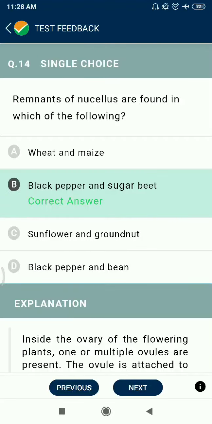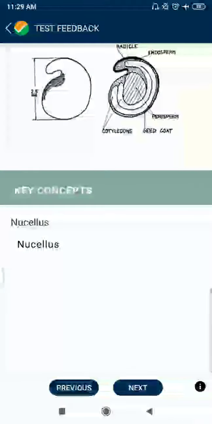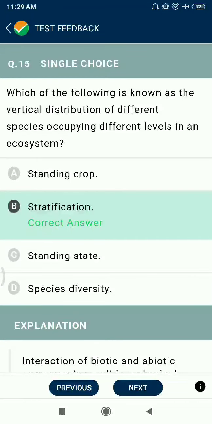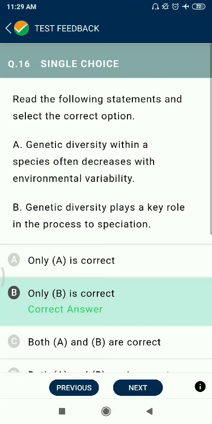Question number 14. Remnants of cell nucleus are found in which of the following? Black pepper and sugar beets. Question number 15. Which of the following is known as vertical distribution of different species occupying different levels in an ecosystem? Stratification.